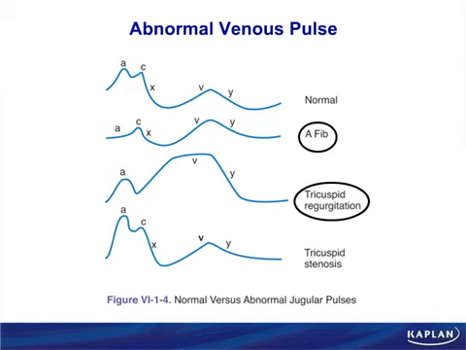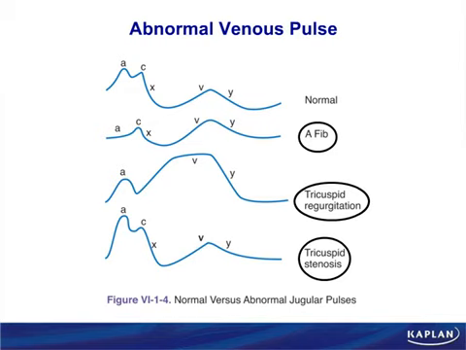Last but not least is tricuspid stenosis. A stenotic valve is a resistor. So the big key characteristic here is a very accentuated A wave. Notice the very high pressure during atrial systole. And that's because the atria are contracting. They're trying to force blood through that tricuspid valve, but it's stenotic, so it's a resistor, so the pressure backs up.